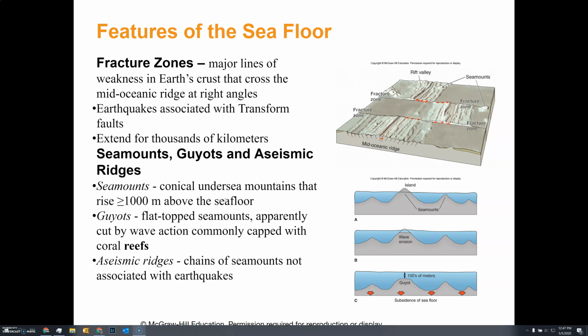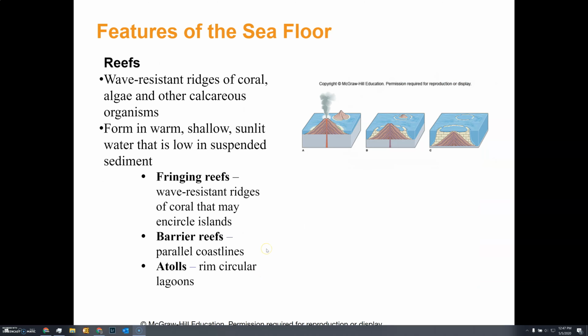Then we have seamounts, guyots, and aseismic ridges. This is a seamount, and it's a conical undersea mountain that rises greater than 1,000 meters above the seafloor. Once that's eroded and kind of gotten flat-topped by wave action, it's called a guyot. And an aseismic ridge are chains of seamounts not associated with earthquakes.